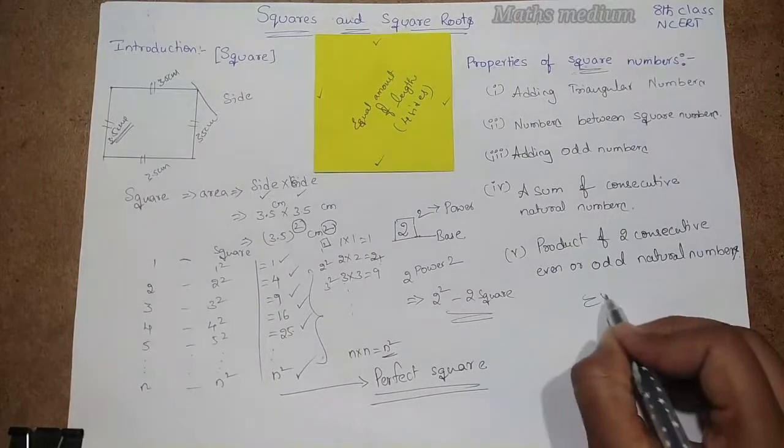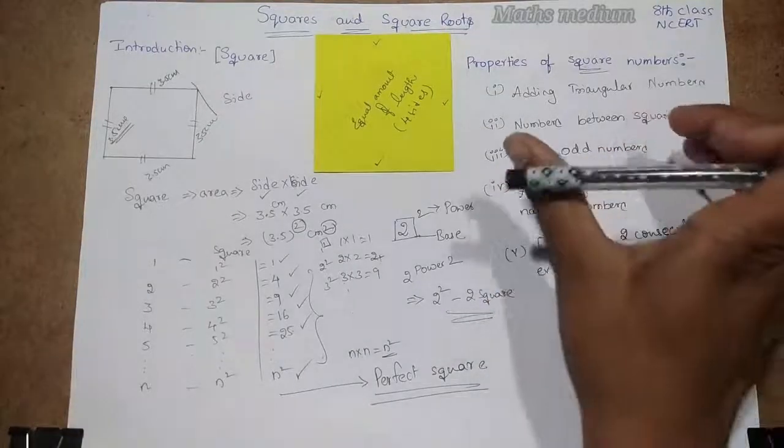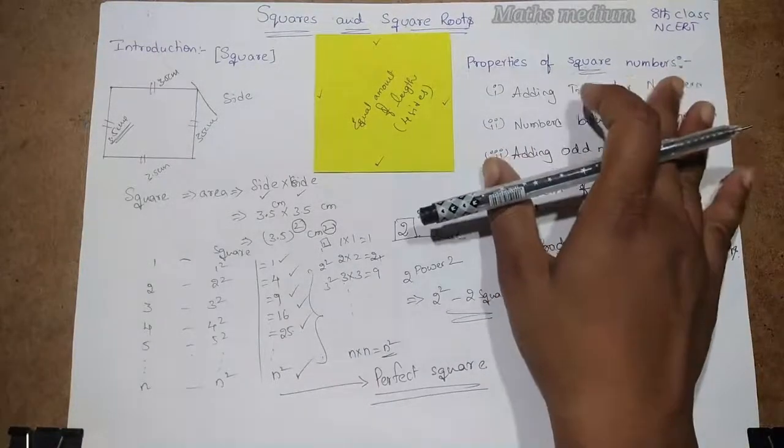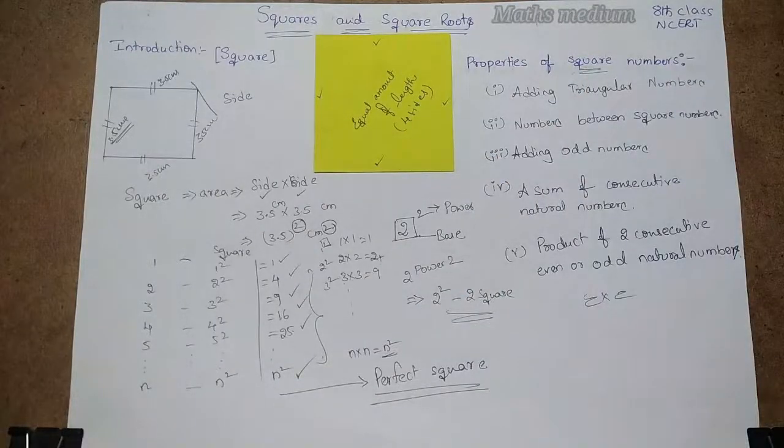These are the properties of square numbers that we generally use. In later sessions we are going to solve problems by using the properties of square numbers. So this is about the introduction of the square and its properties.